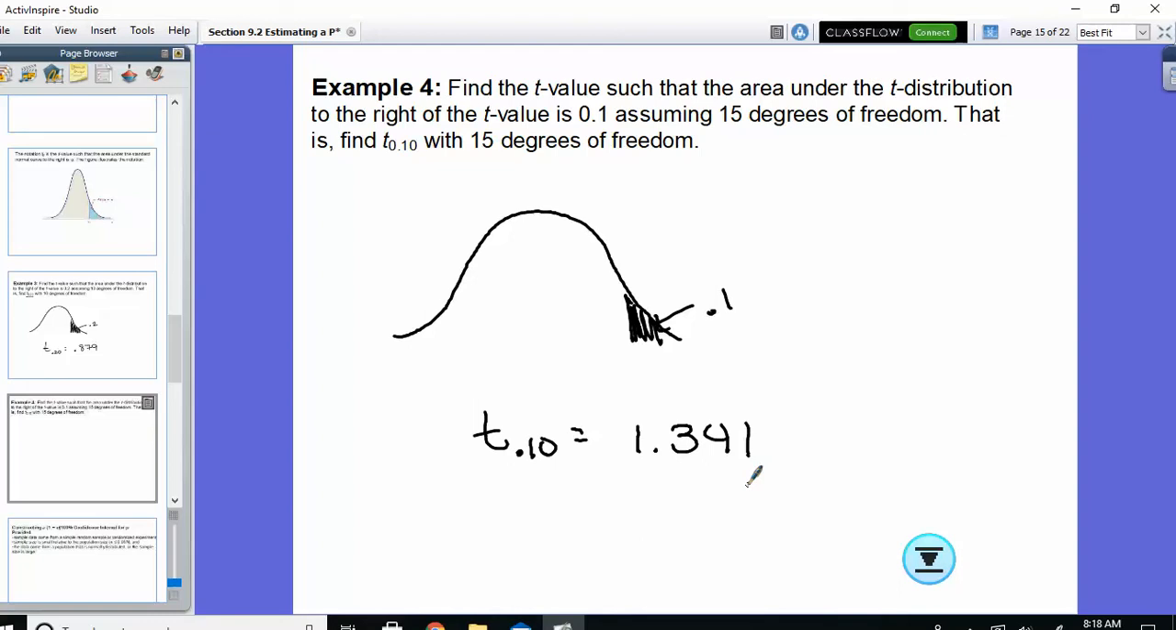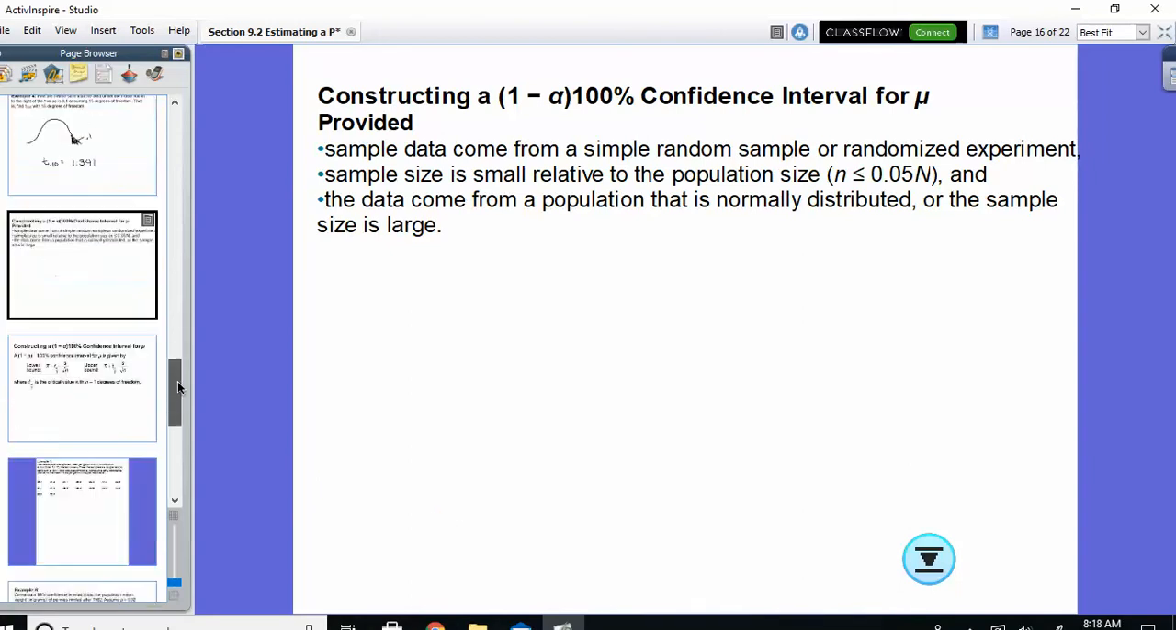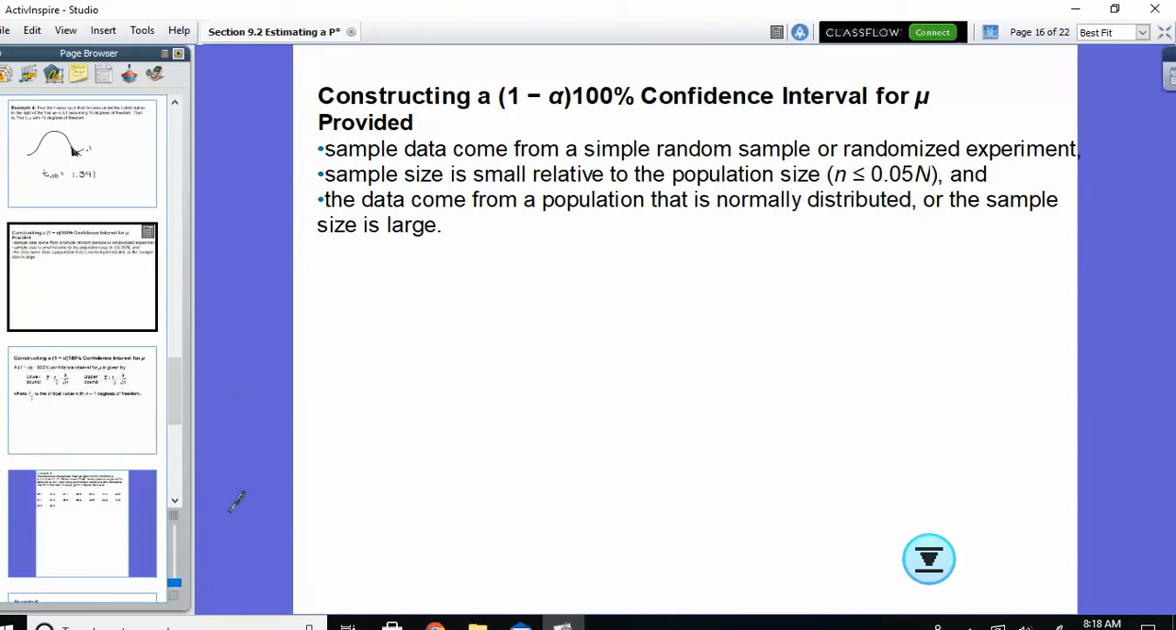So we are going to use these t values to find our confidence intervals. Some requirements in order to make a confidence interval: we have to have a simple random sample. We have to have a sample size that's less than 5% of the whole population, that way they can be independent. And the original population has to be normal. When we do the t-distribution, that's not normal, but the original data has to be. And we've talked about in the past, if the population isn't normal, then the sample just has to be large enough to assume it's normal.